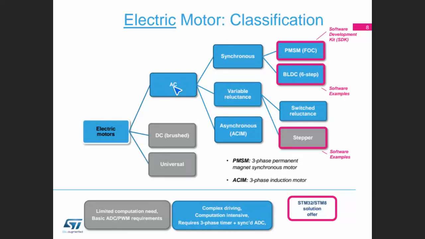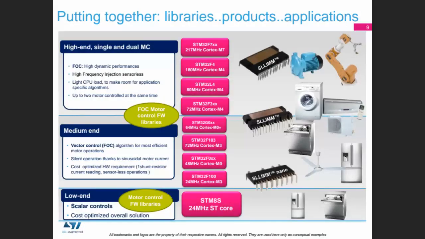Now I check. Yes, I see a software development kit for PMSM. It's a very good option, ST. And then, the second step: which type of technology level libraries are presented by ST? High-end, medium-end, low-end. You can check your application. Is it high-end, medium-end, or low-end?